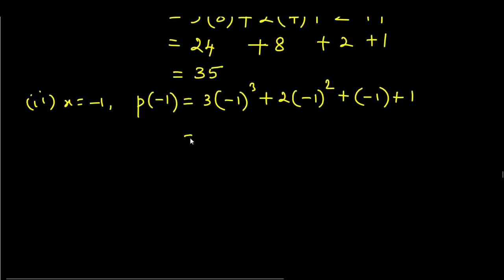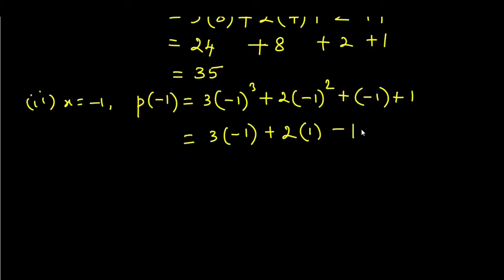Let us calculate the value. 3 into minus 1 whole cubed. Minus 1 whole cubed is minus 1. 3 into minus 1 plus 2 into minus 1 whole square. Minus 1 whole square is positive 1. 2 into 1 plus of minus 1. This is minus 1 plus 1 as it is. Here 3 into minus 1 is minus 3 plus 2 into 1 is 2 minus 1 plus 1.